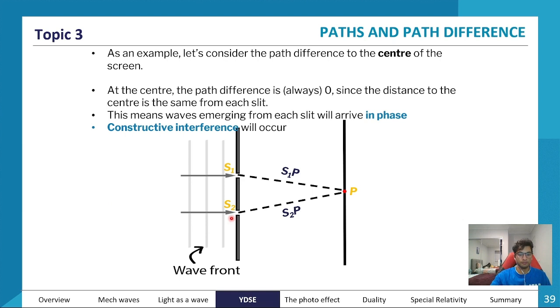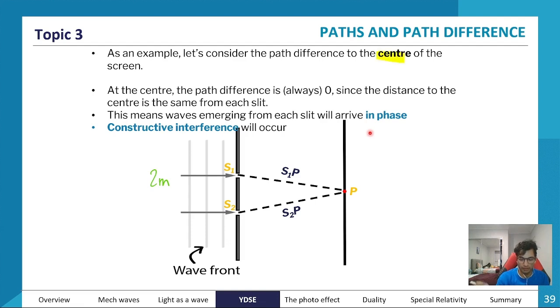In this scenario, let's say the wavelength of this wave is, let's say it's some water wave, and the wavelength is 2 meters. What is the path difference between these two waves to this position? The path difference here is actually 0, because this P is at the center of the two slits.